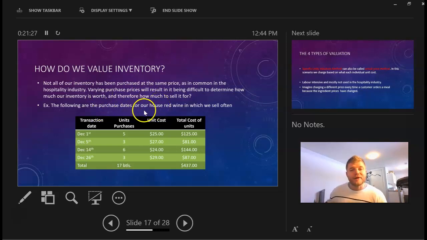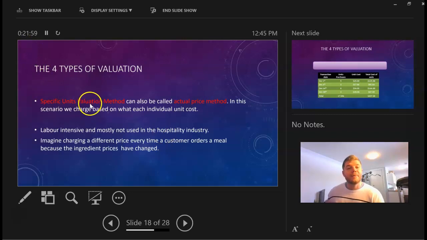So the following are the purchase dates for our house red wine, which we sell most often. We have 4 different purchase dates, how many bottles we purchased, our unit cost per bottle, and how much the total cost was. And the ask of us will be, how much do we have in value? Now, the actual value is $437. That's what we're looking at right now. We have 17 bottles at $437. That is what we call a specific unit valuation method. So this is the actual purchase price. It's all of the items that we bought at each individual price.